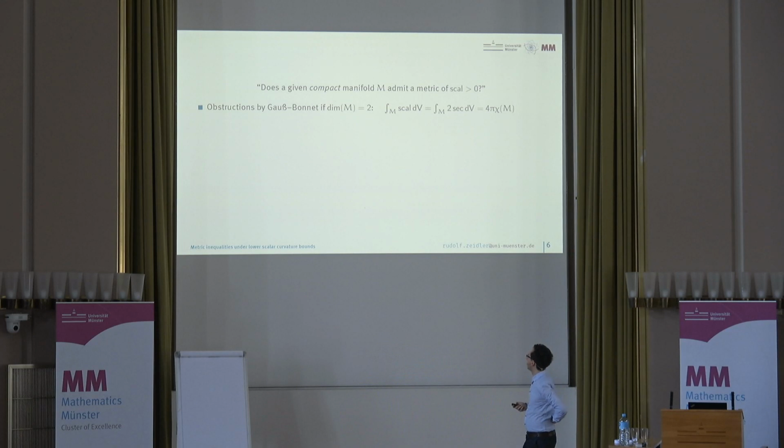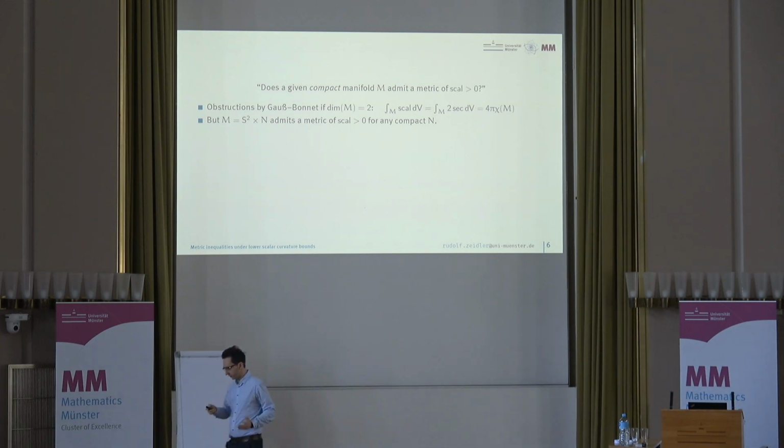But as I said, in higher dimensions the situation is much more flexible, essentially because of these product constructions that I already showed you. And this also tells you that if you take any compact manifold and you take a product with the 2-sphere, you will get positive scalar curvature on that manifold. And it means you can get lots of examples here. But nevertheless, it's not completely infinitely flexible, so there are some restrictions.